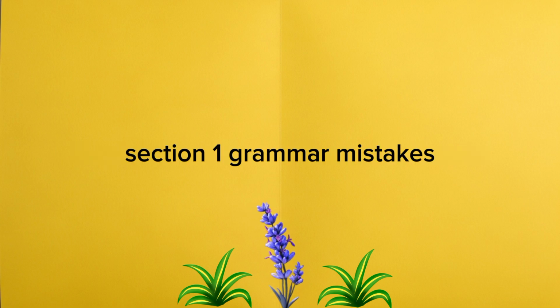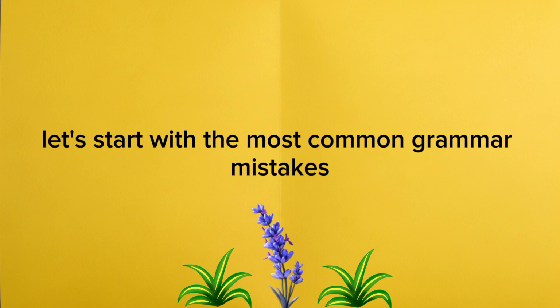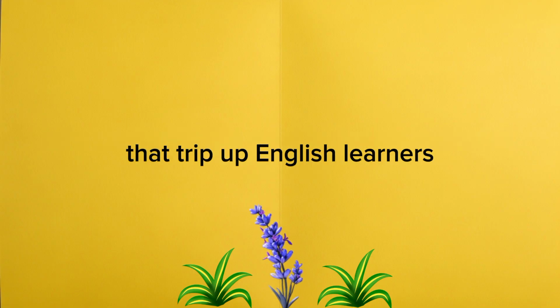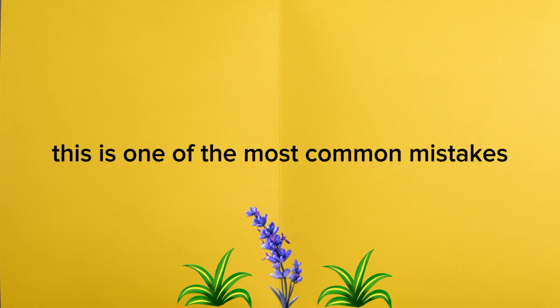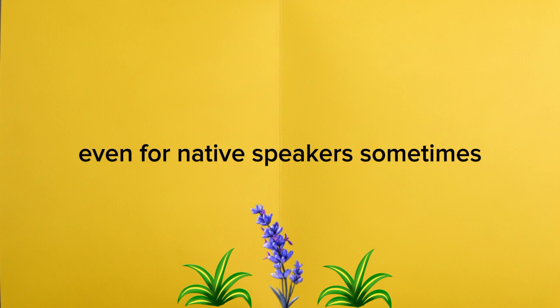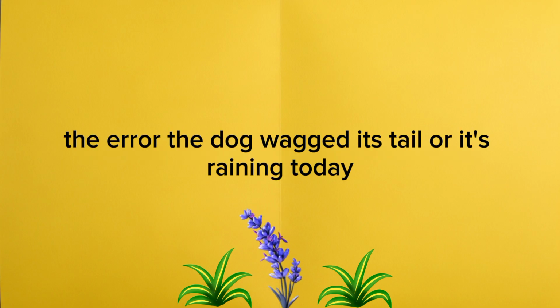Section 1, Grammar Mistakes. Let's start with the most common grammar mistakes that trip up English learners. Mistake 1, confusing it's and its. This is one of the most common mistakes, even for native speakers sometimes. The error: the dog wagged it's tail, or its raining today.